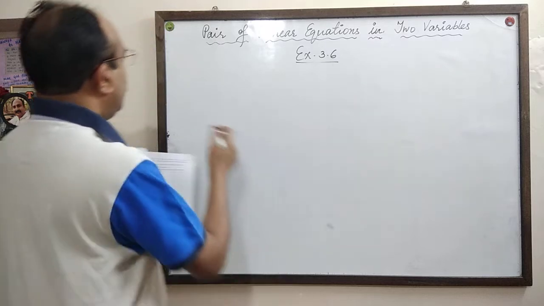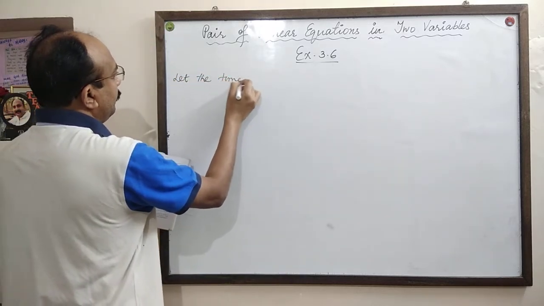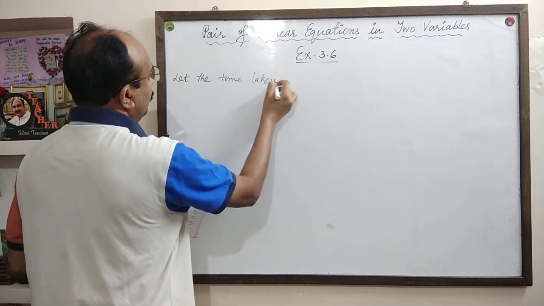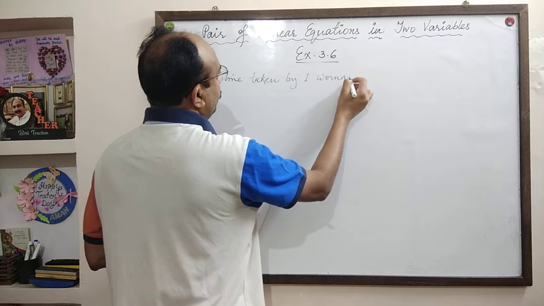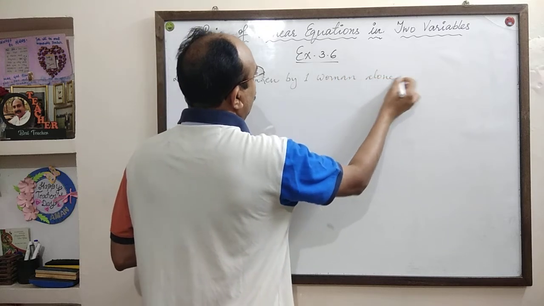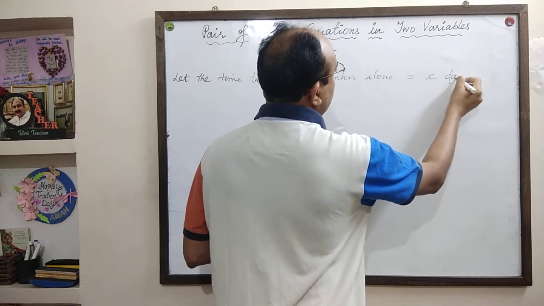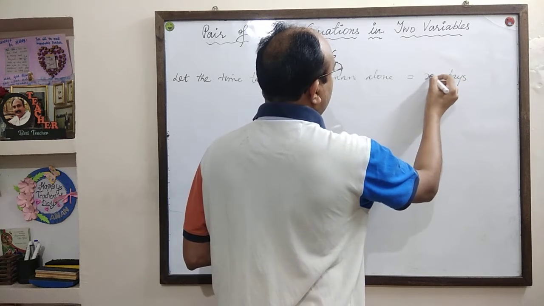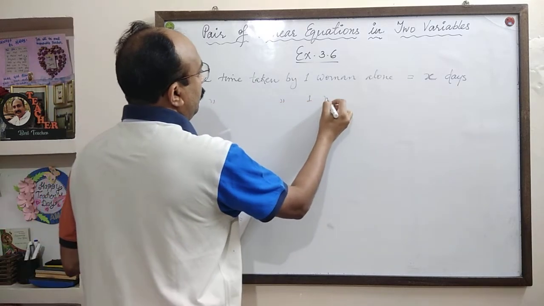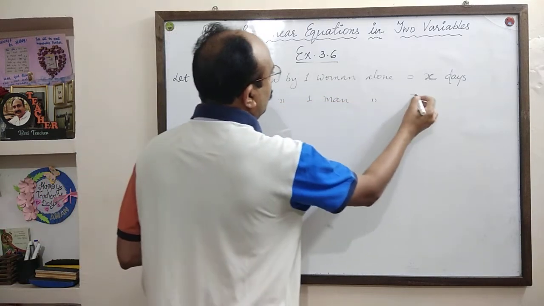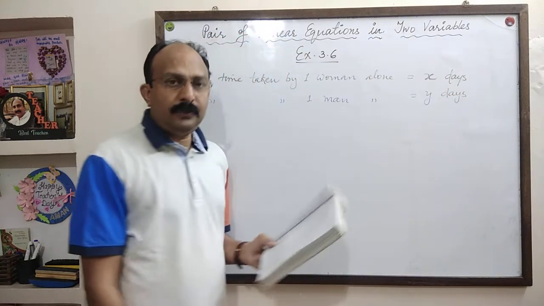So, here also let the time taken by one woman to finish the work be equal to x days, because here the time is given in days, so x days. Let the time taken by one man alone be equal to y days. Now the next point is very important.